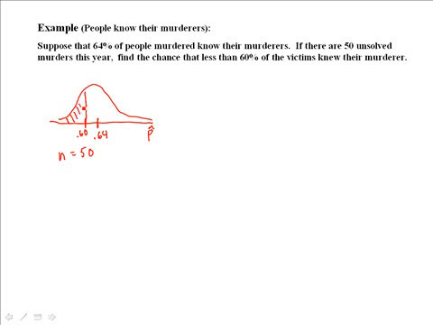So if I find that area, that'll give me the chance that I have a sample proportion from this 50 that's down below 60%. Now, how do I find that area right there? Find the z-score. Yeah, exactly.